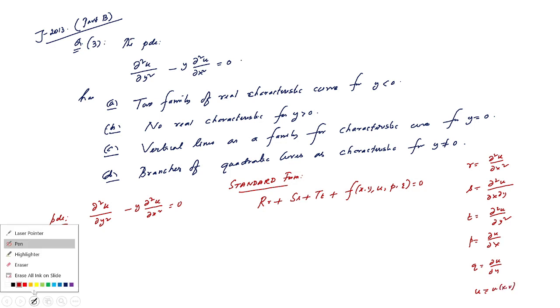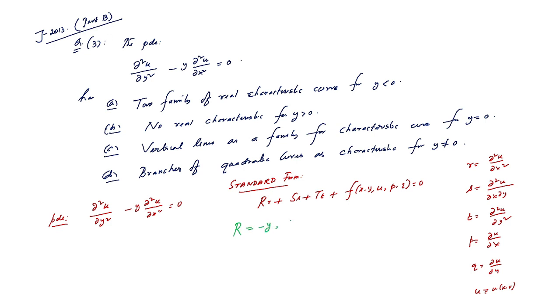If we compare with this standard form, you can see that r will be minus y, s will be 0, and capital T, this ∂²u/∂y², that will be 1. Okay. So now we'll calculate the discriminant of the characteristic equation, that is s² − 4rt. So that means 0² − 4, r is minus y, t is 1. So this is basically 4y.